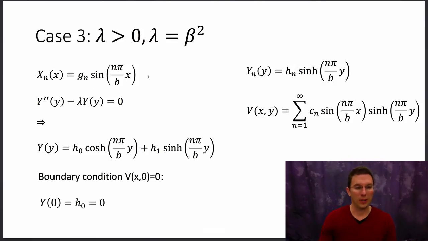Now the question is, what should our Y function be? That's the next question. And remember, the Y function satisfies this equation. It's the same as the X equation except for this sign right here. Well, it turns out that if this is my beta, and beta squared is equal to lambda, in order to satisfy this equation, I need to use hyperbolic cosines and hyperbolic sines. If you're not familiar with these functions, make sure to look them up.